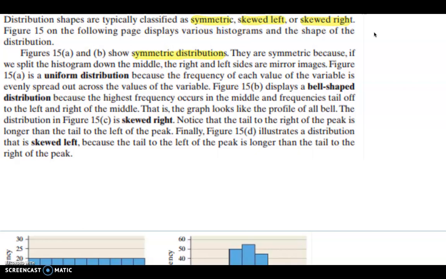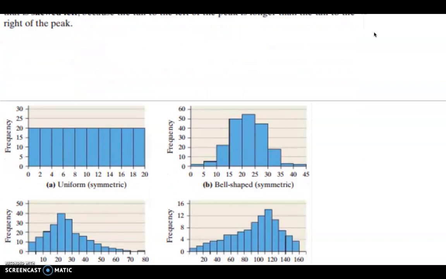When you see symmetric, I mentioned bell curve, but another way to think of it is if you split it right down the middle, the right and left sides are almost mirror images, or they are mirror images. There's a uniform distribution, and that distribution is going to be perfectly flat, equally spread across the variable. Here's a uniform. It's also symmetric, because if you split it down the middle, it's going to look the exact same. But again, uniform, just nice and even, straight across the board.